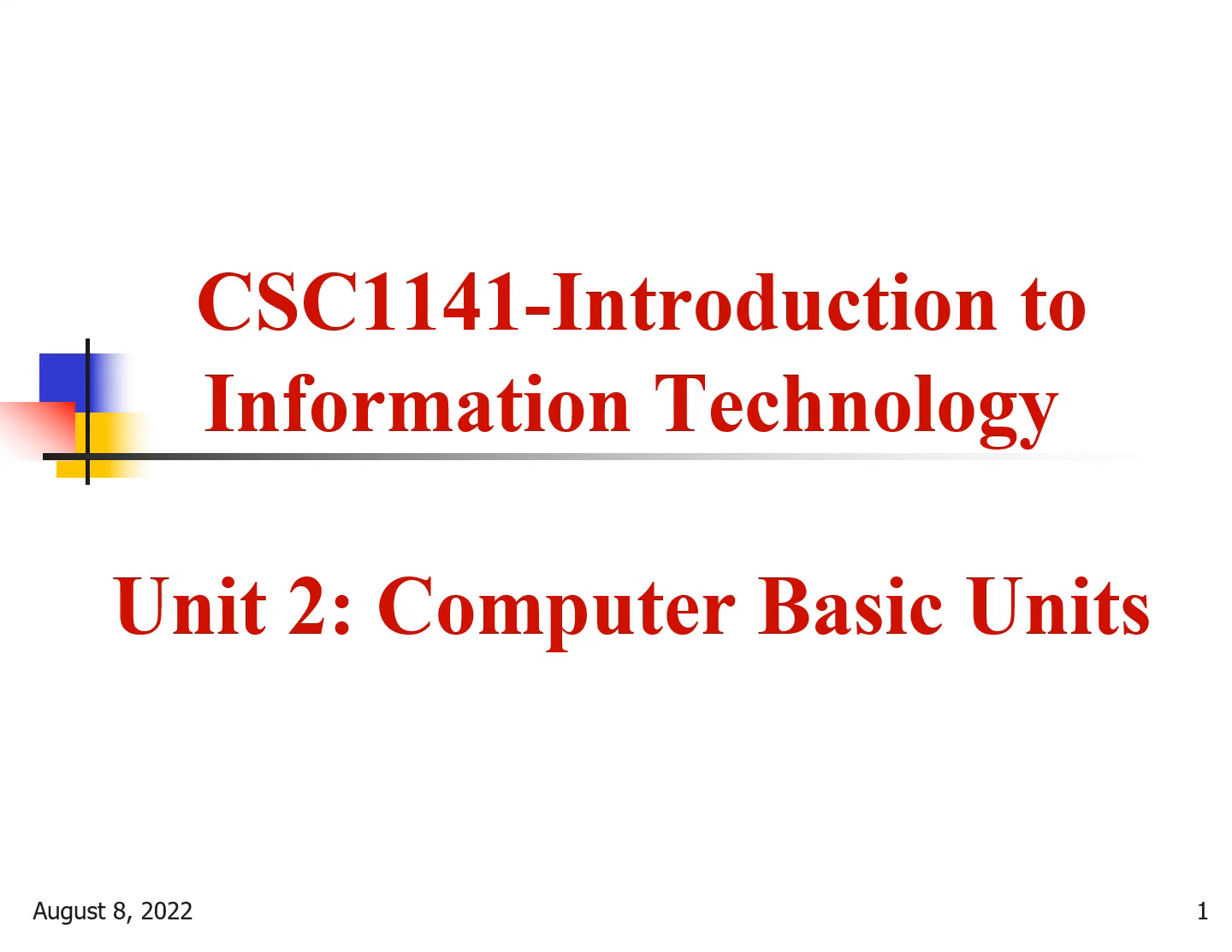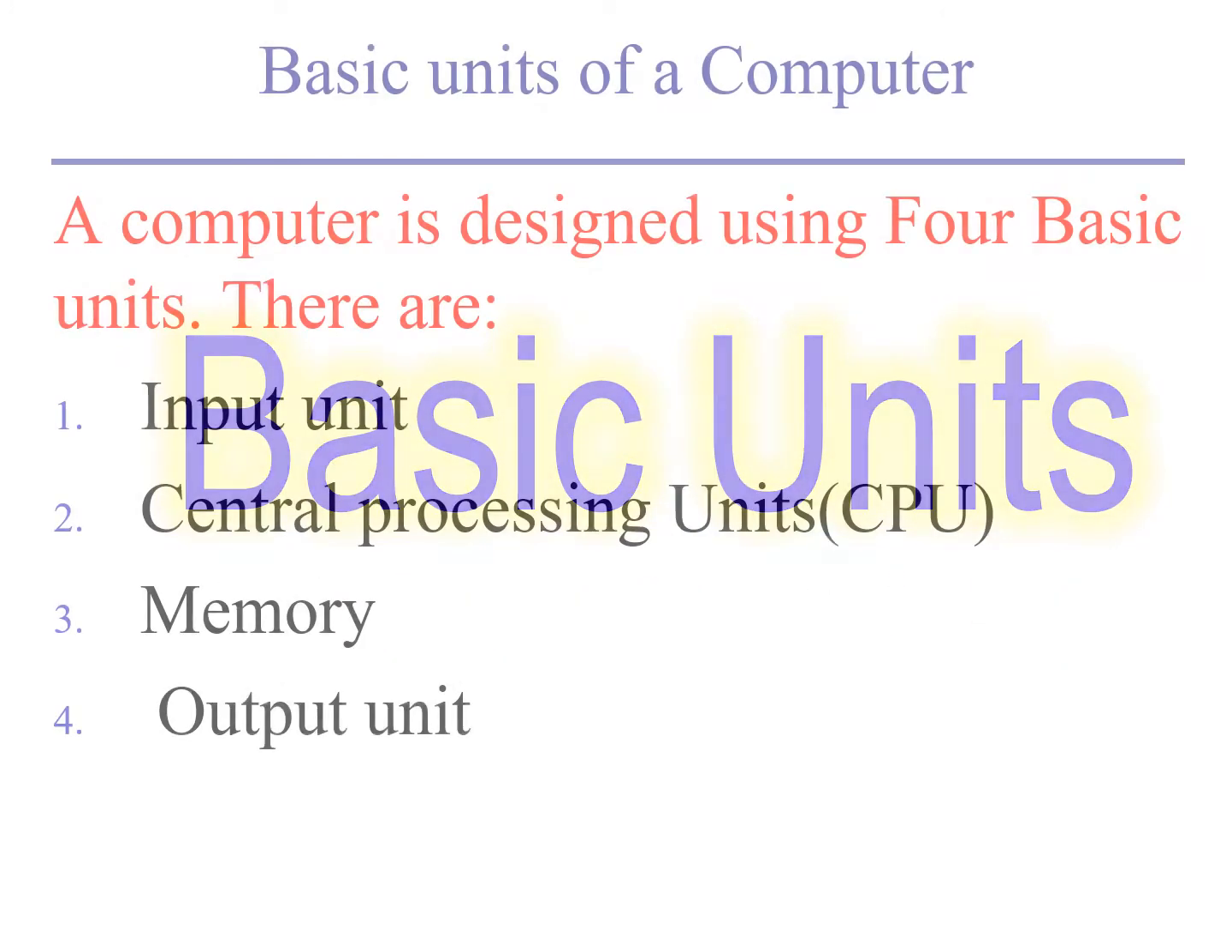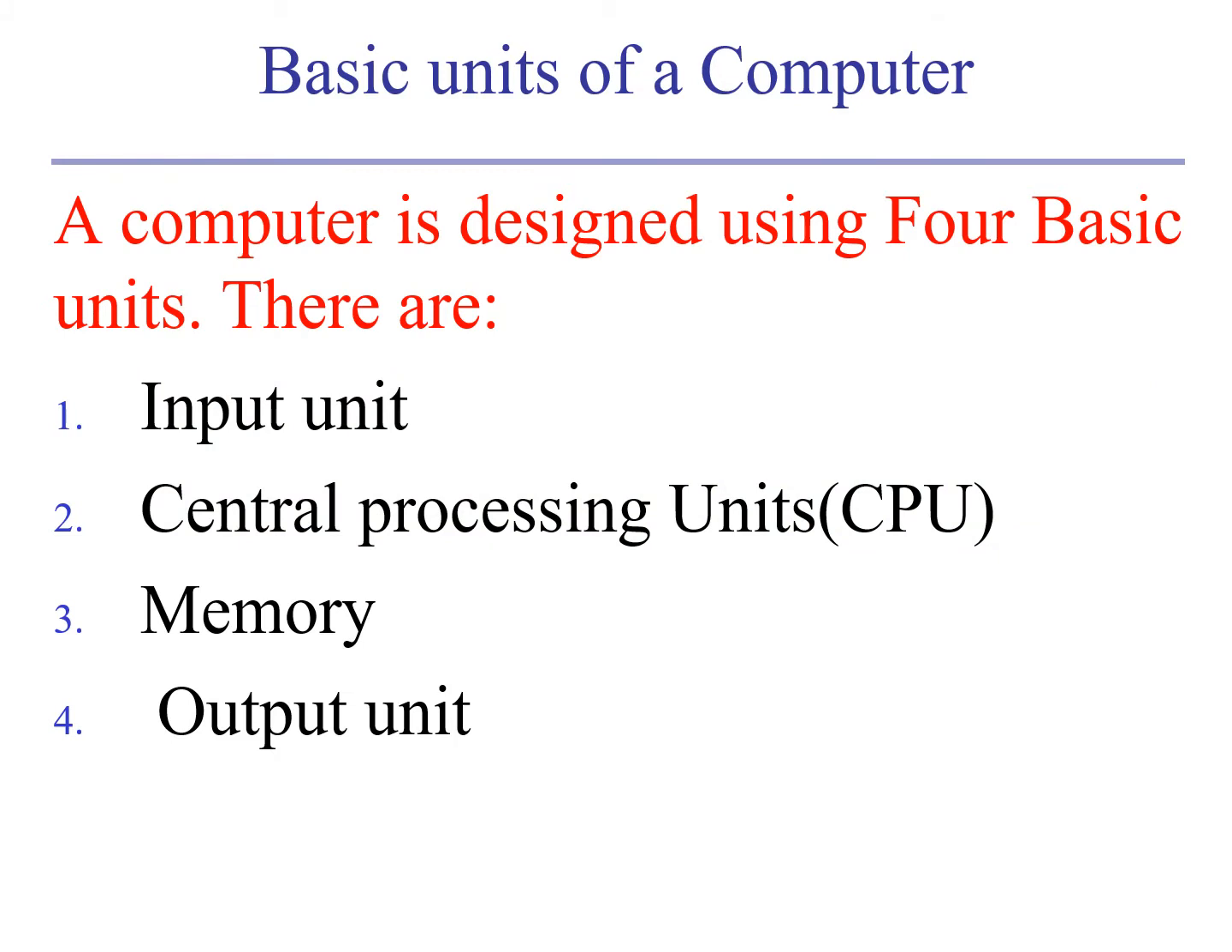Today I'm covering unit number 2, which is the basic computer units. When you talk about the basics of the computer, we are talking about the main parts that make it. Normally we mention them as 4. We have input units, central processing units, memory, and output units.